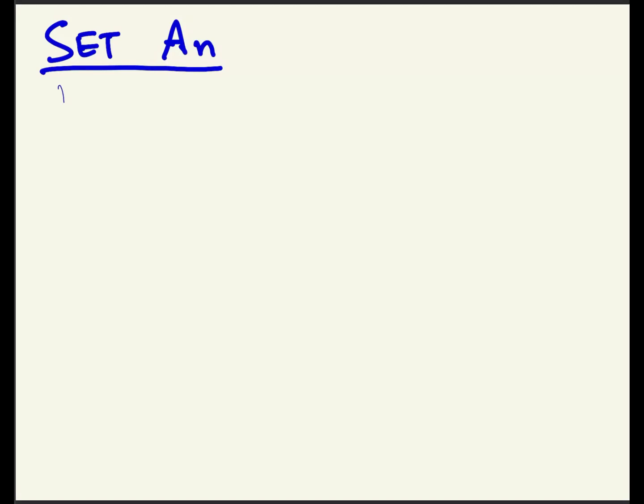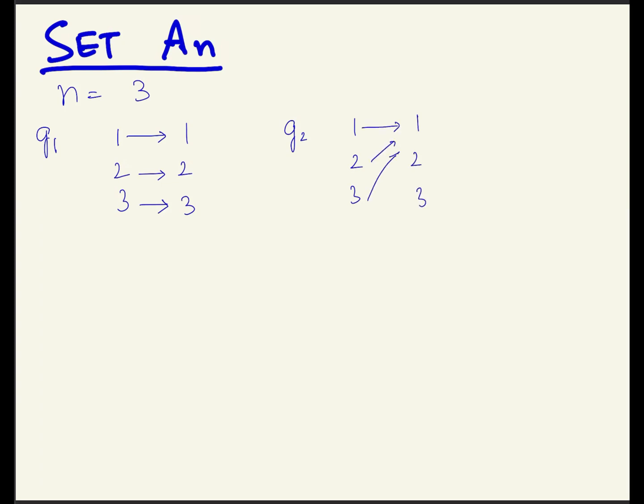Let's see a few examples of what this set A looks like, and I'll call it A_n here. Let n equal 3, and let g1 be a function from [3] to [3], and it maps 1 to 1, 2 to 2, 3 to 3. Let g2 be another function from [3] to itself, and let all elements of [3] be mapped to the element 1.